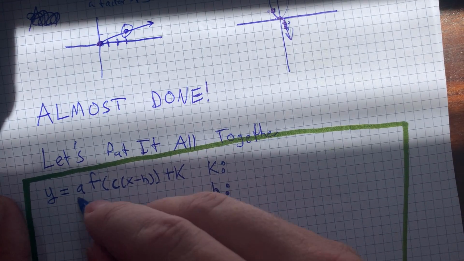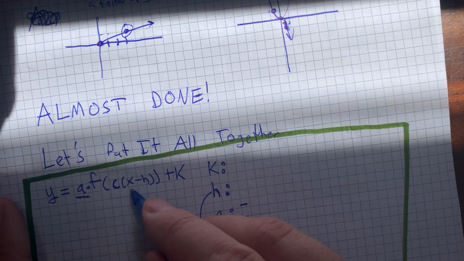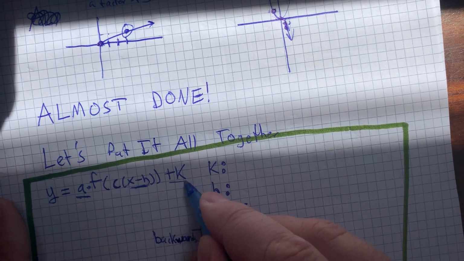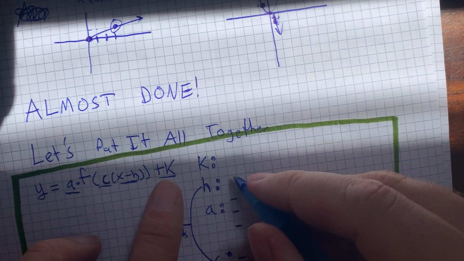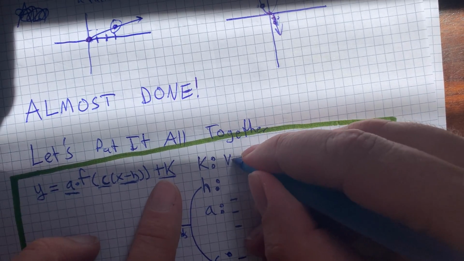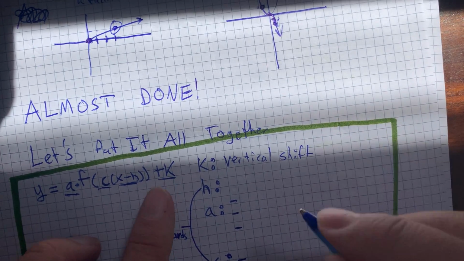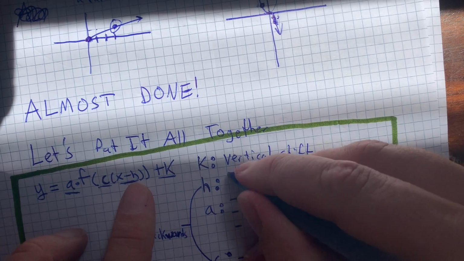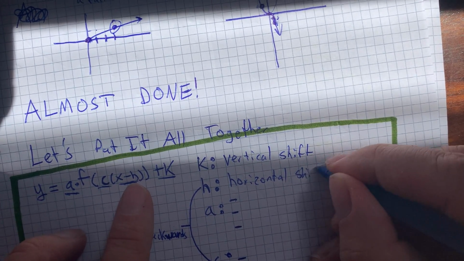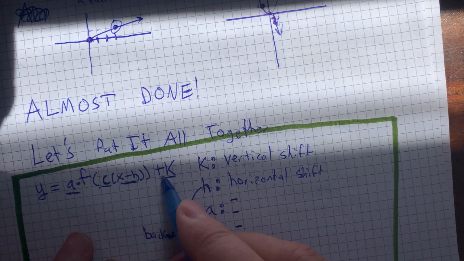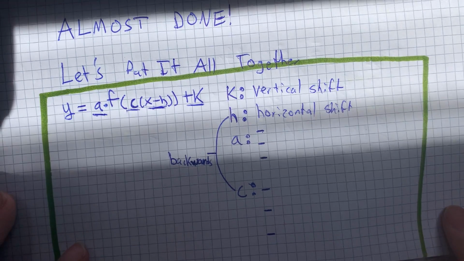Let's put everything together. If we have a number outside multiplying, a number inside multiplying, a number inside adding or subtracting, and a number outside adding or subtracting, what do each of those things do? We should know that K is a vertical shift, or translation, we can say it. H is a horizontal shift. So when we add or subtract something from x or y, it shifts the function, especially the vertex there.